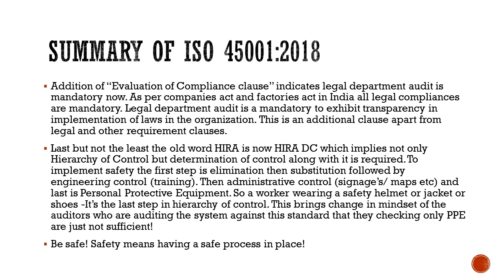Last but not the least, the old word HIRA is now HIRADC, which implies not only hierarchy of control but determination of control along with it is required. To implement safety, the first step is elimination, then substitution, followed by engineering control, which is training. And then comes the administrative control, which is like signages, maps, etc. And last but not the least is personal protective equipment, which we call PPE. So a worker wearing a safety helmet or jacket or shoes, it's the last step in the hierarchy of control.